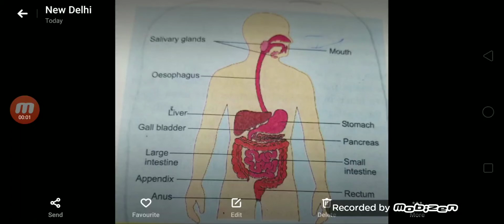In this video, we are going to study the human digestive system. Here in this picture, you can see the organs associated with it: the mouth, the three salivary glands, esophagus, liver, stomach, pancreas, gallbladder, large intestine, small intestine, appendix, rectum, and anus. These are the parts of our human digestive system.